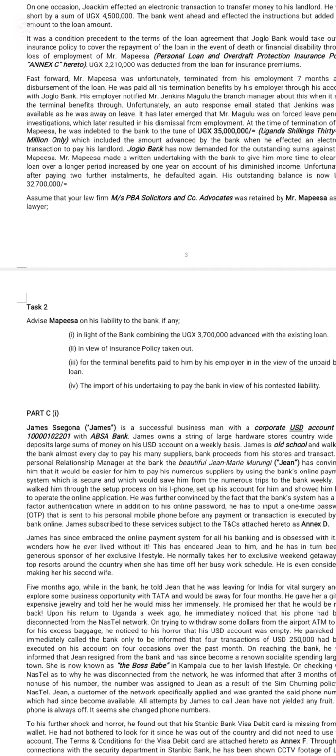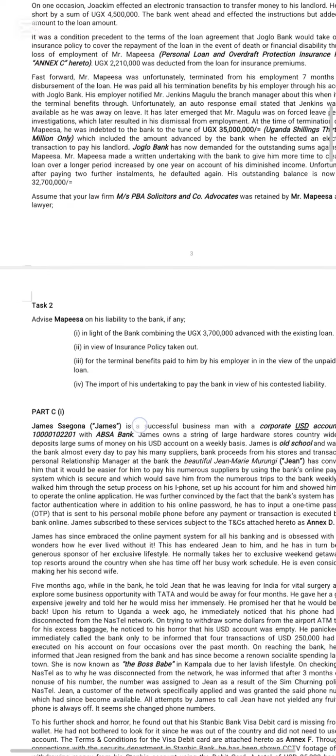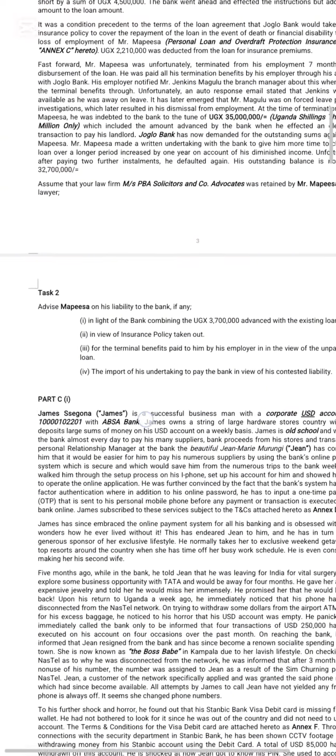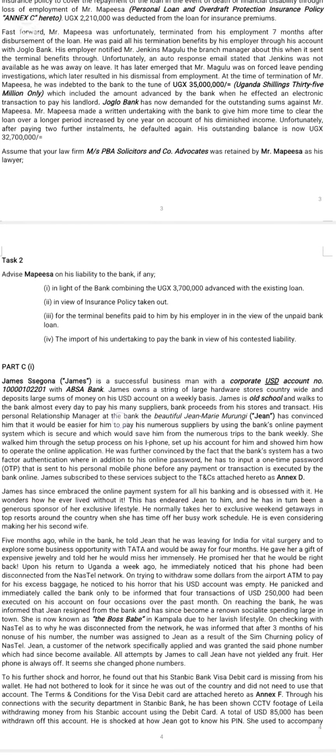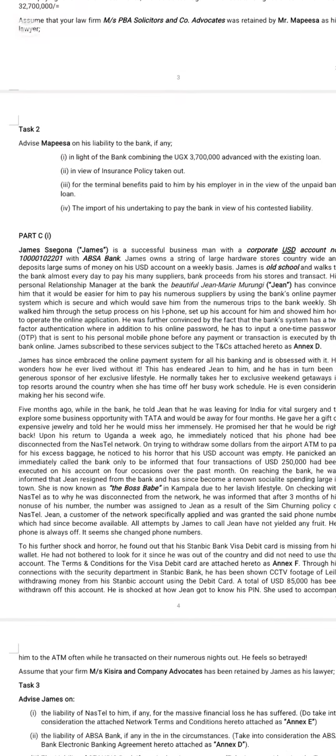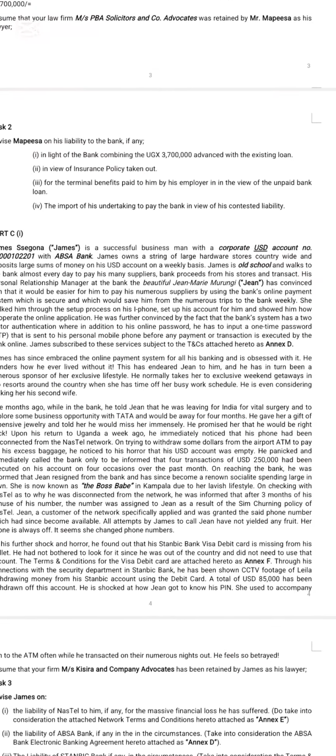He was indebted to the bank to the sum of 35 million, which included the amount evidenced by the bank when he effected an electronic transaction to pay his landlord. Advise Mapesa on his liabilities to the bank in light of the bank combining the 3.7 advanced with the existing loan.